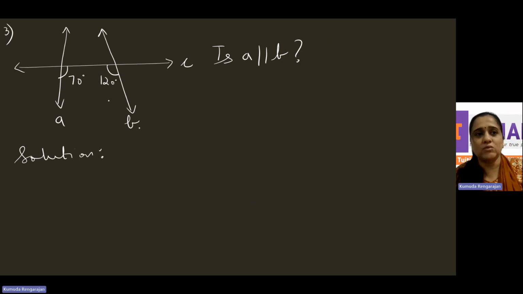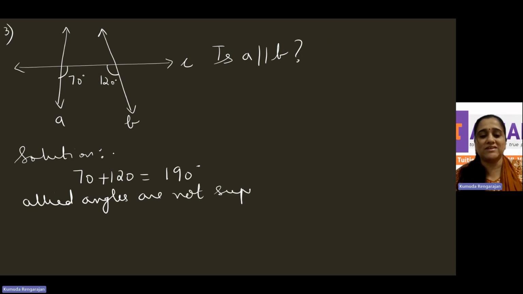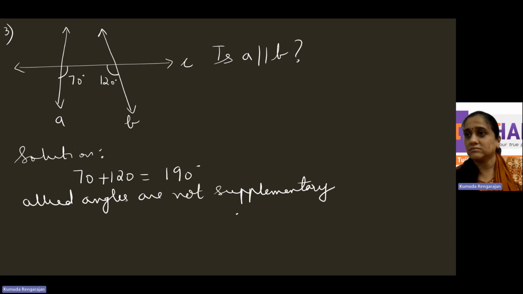Now, what are the angles 70 and 120? What is the relation between them? They are allied angles. So you must add and check if their sum is 180. What are you getting? 190. So you must say allied angles are not supplementary. In this figure, the allied angles are not supplementary. Therefore, A is not parallel to B.